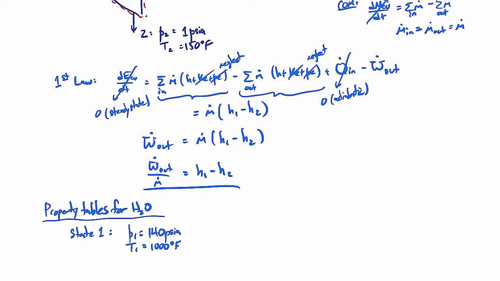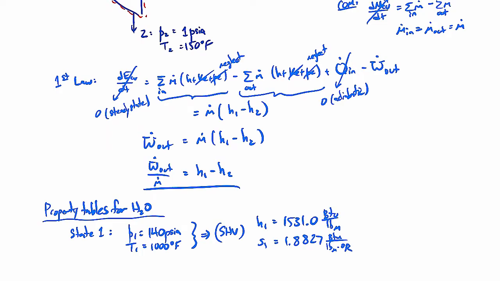In the back of your textbook, the Munson et al. book, there is a set of tables in SI units and also a set of tables for English units. If we look up the values here, what you'll find is this is a superheated vapor, and the specific enthalpy is 1,531.0 BTUs per pound mass. While we're at it, I'm also going to look up the specific entropy because we're going to use this for part B of the problem. That comes out to 1.8827 BTUs per pound mass degrees Rankine.